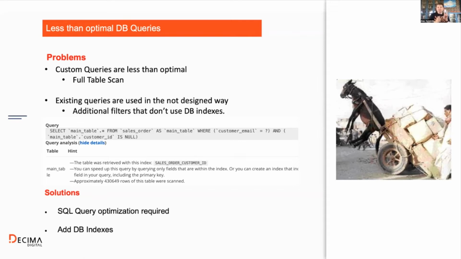Number 9, less than optimal database queries. Actually, there are two typical problems with database query optimization. The first problem is about custom queries, which are prepared in a less than optimal way. Usually it presents as full table scans, redundant joins, or processing an entire catalog or million-record tables. Another problem is about existing queries, where existing queries are used in a way they were not designed for. As an example, some custom code might be running filters on a field which was not designed to be filtered. A good example is trying to run a customer email filter on a sales order table where there is no index on such a field.